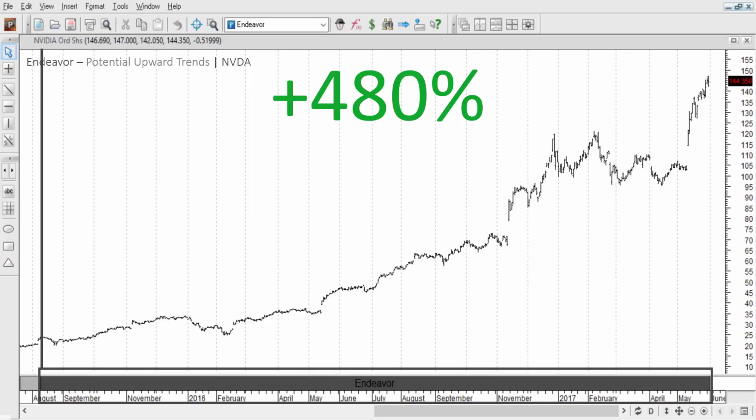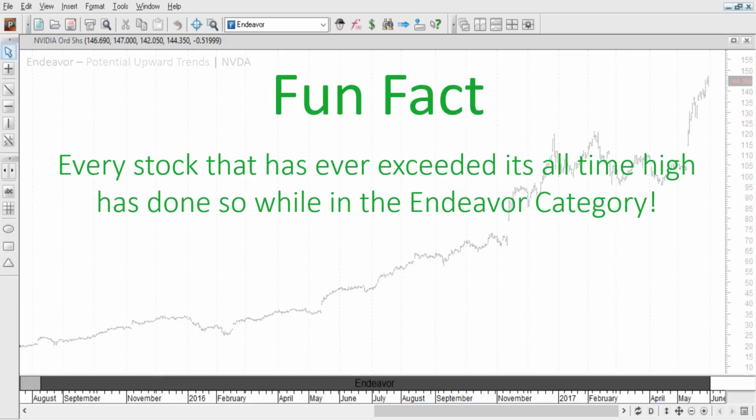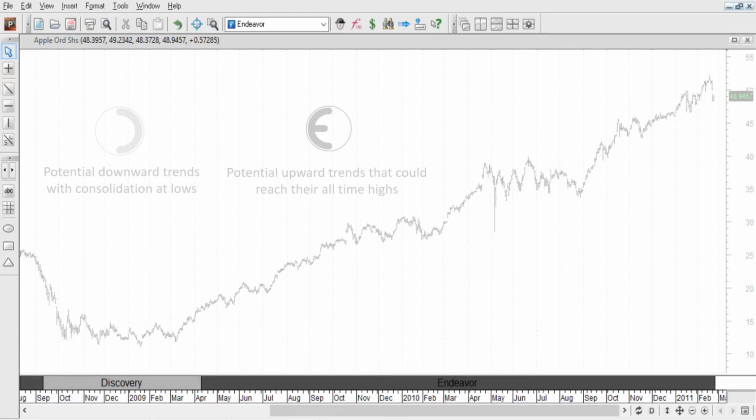Now, I know this is an extreme example and won't happen every day, but it did happen, so I had to bring it up. And while we're on the topic, here's a fun fact. Every stock that has ever exceeded its all-time high has done so while in the Endeavor category. So, think about that for a while. And that's it for step 1. That's all you have to remember.